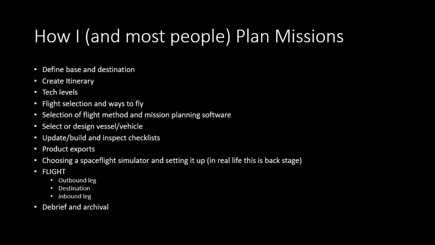Then we're going to walk through updating and inspecting the checklists, and then we're going to move on to actually doing what they call product exports. And product exports are basically everything that we need to fly. There's a spreadsheet that I'm going to show you guys, calculators that are required, a fuel budgeting spreadsheet that we'll use to determine what our fuel situation is, an oxygen tracking spreadsheet. These are all things that even in the professional world are referred to as products.